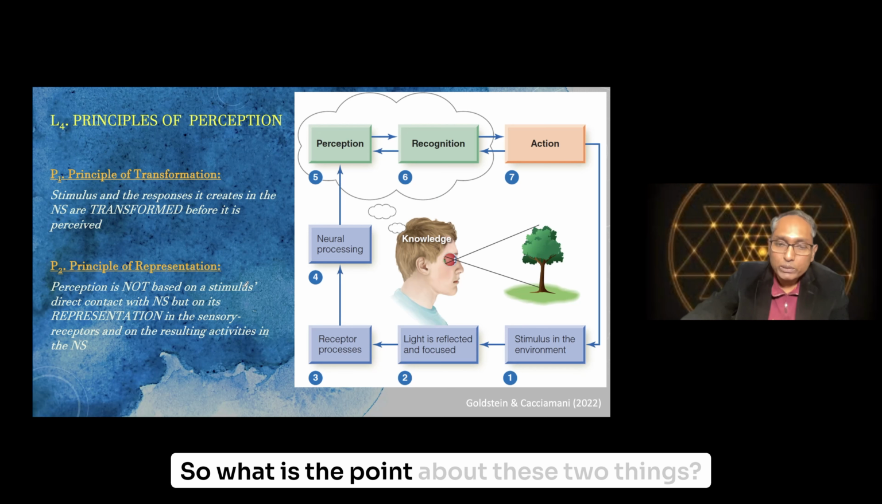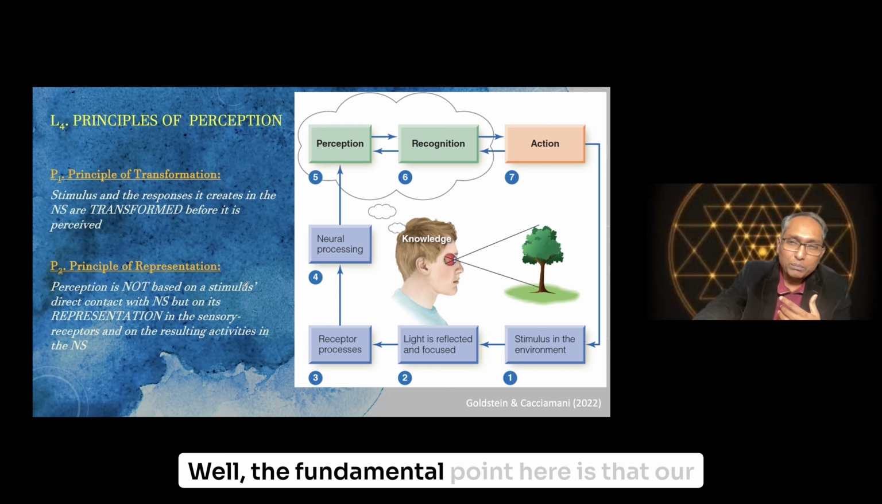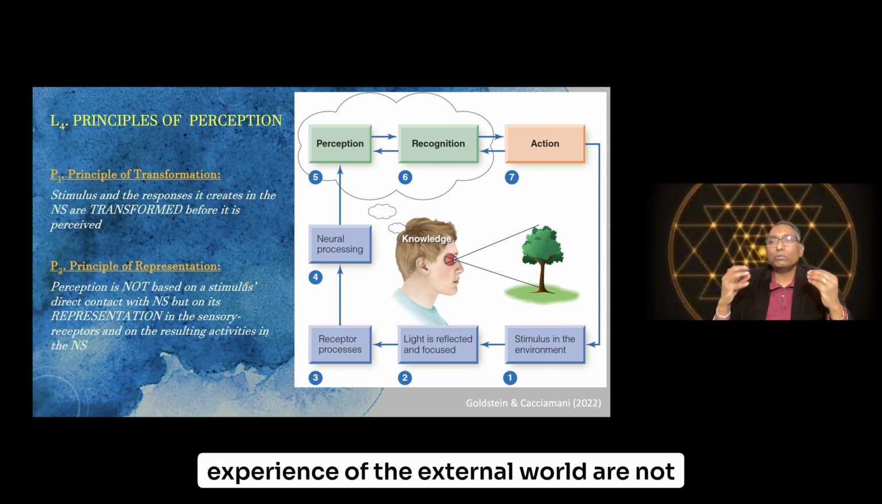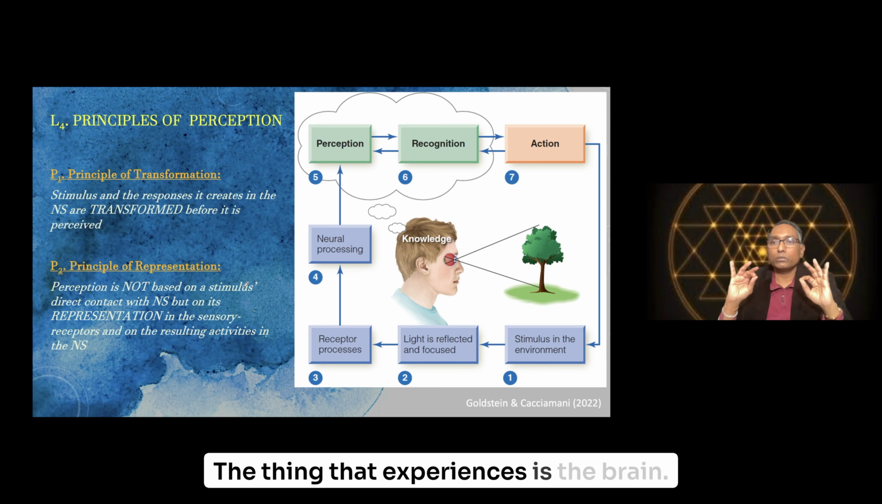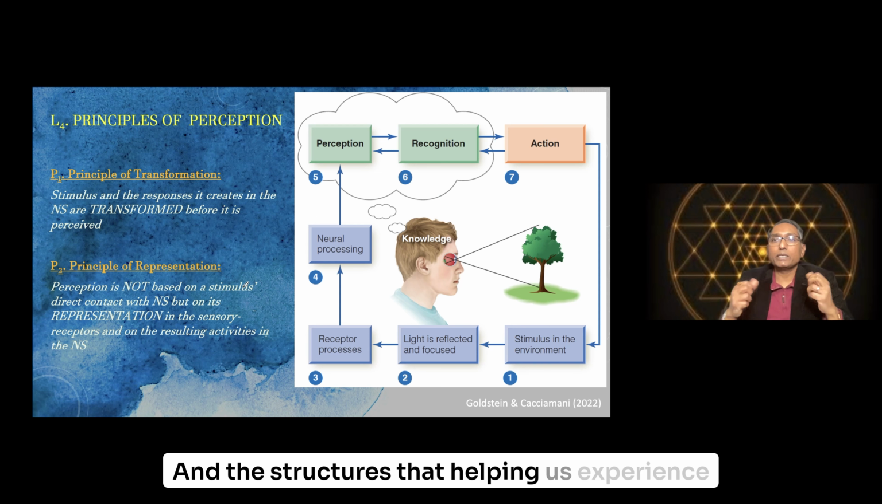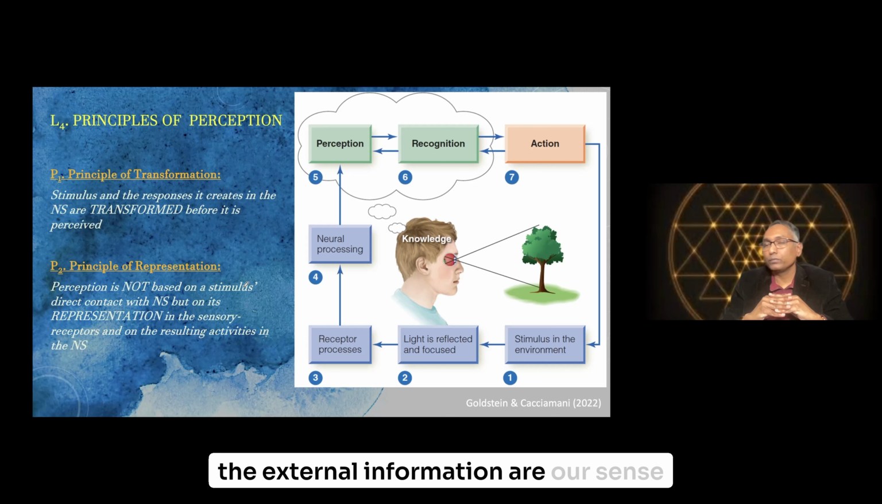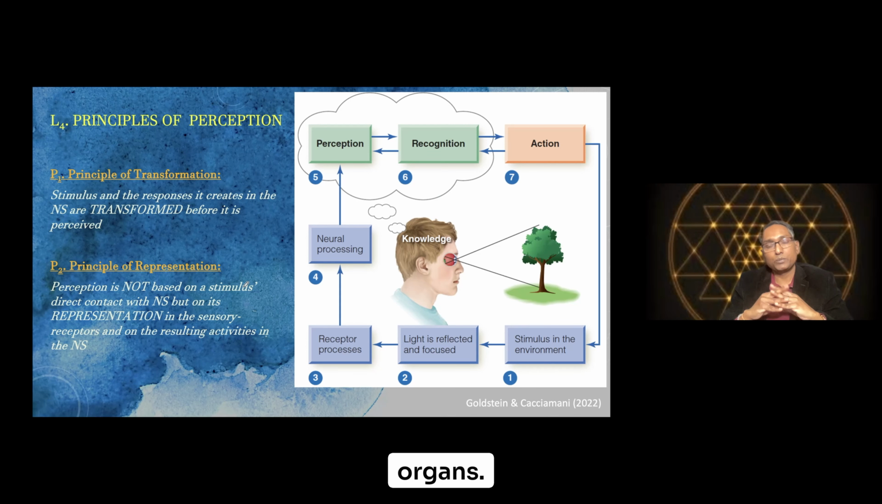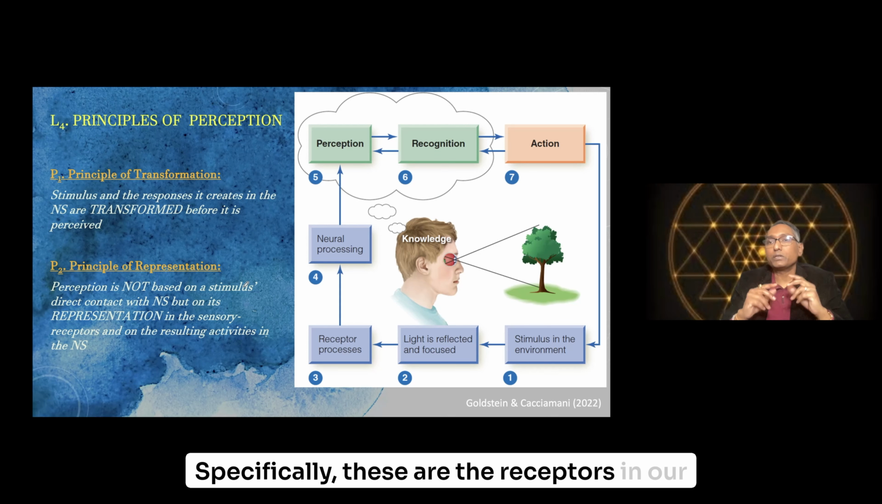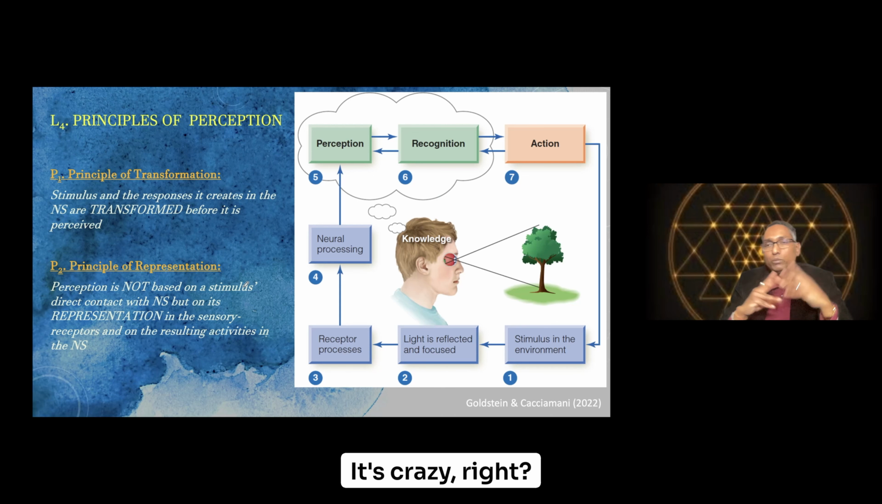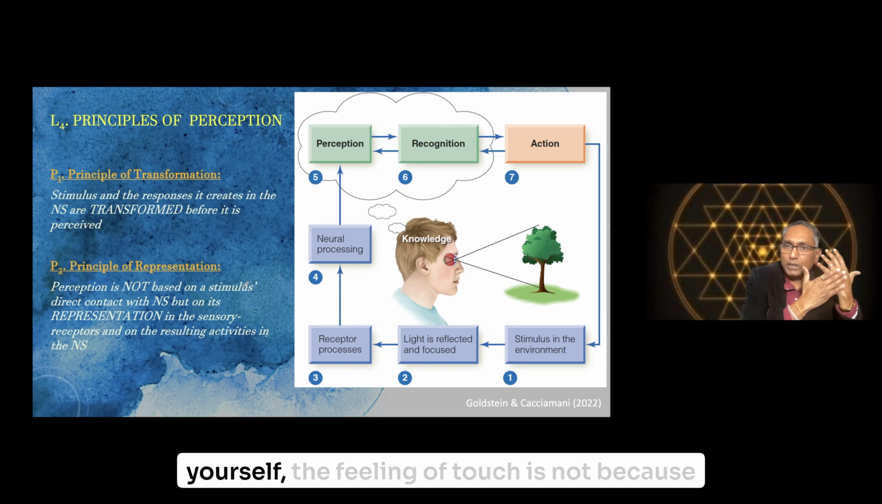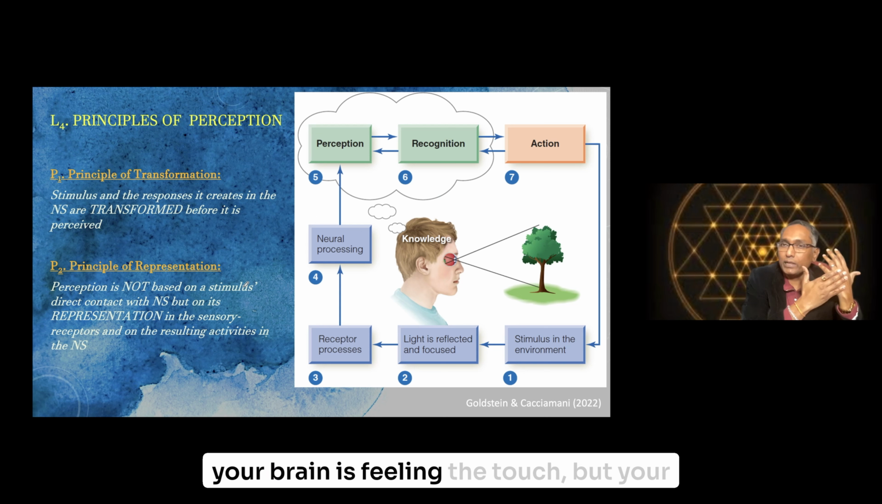So, what is the point about these two things? Well, the fundamental point here is that our experience of the external world is not direct. The thing that experiences is the brain, and the structures that are helping us experience the external information are our sense organs. Specifically, these are the receptors in our sense organs. It's crazy, right? When somebody touches you, when you touch yourself, the feeling of touch is not because your brain is feeling the touch, but your sensory receptor is converting that information related to the touch.